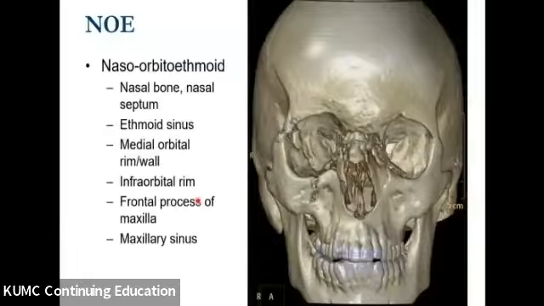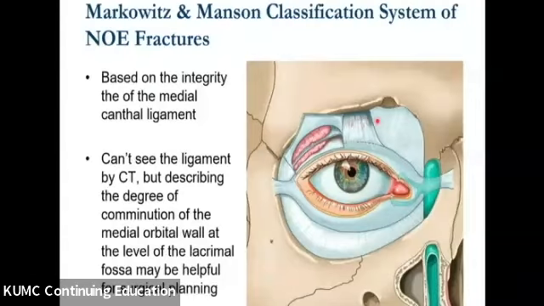So here's a case of a classic central midface nasoorbital smash fracture pattern. And if you had involvement of the frontal bone or the frontal sinuses, you would just include NFE. So all these things over here are fractured in this case. This is kind of what I was alluding to previously. For nasoorbital fractures, there's the Markowitz and Manson classification system, and this is based on the integrity of the medial canthal ligament. The medial canthal ligament is this structure right here.